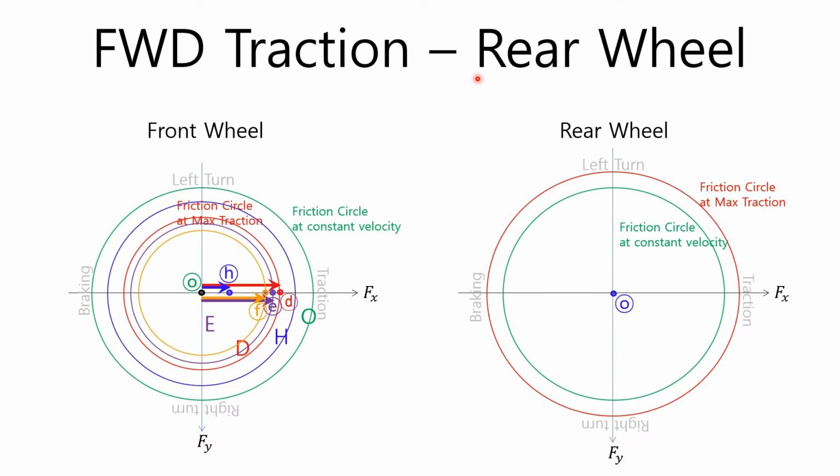Let's look at the friction circle of the rear wheels when accelerating a front-wheel drive vehicle. When accelerating, the rear wheels are not driven, so no force is applied. Therefore, the operating state is the point O. But since the vertical load on the rear wheels increases when accelerating, the friction circle at this time becomes a red circle which is greater than the constant speed friction circle shown in green, and all the friction force corresponding to the inside of the red circle can be used.